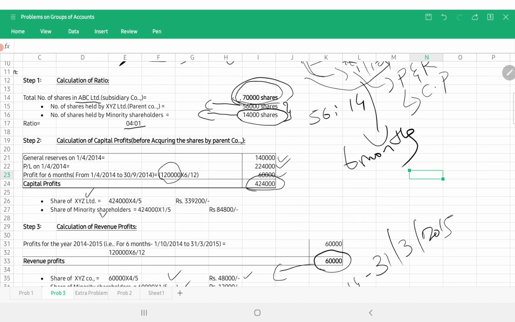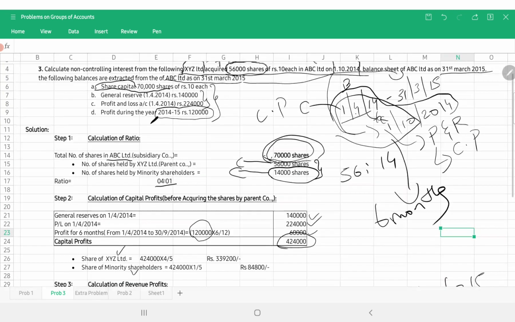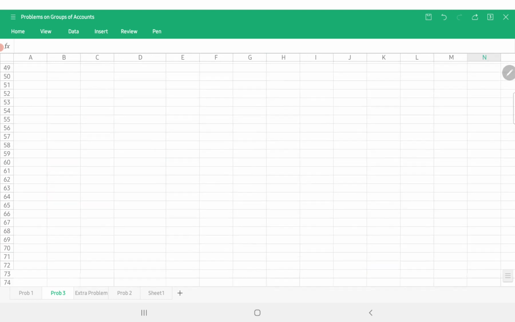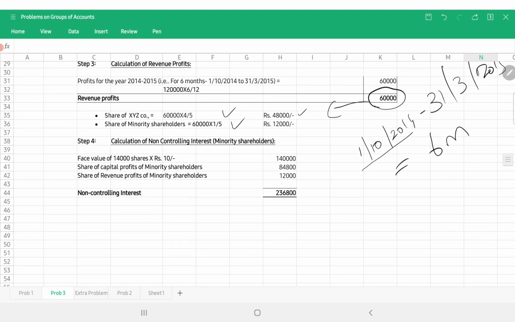How do we find the face value of minority shareholders? 14,000 shares into the face value in rupees, which is 10 rupees each. Multiply that: 14,000 into 10. Don't take only the number of shares; multiply by 10, because each share is issued for 10 rupees. That is what face value is: the number of shares multiplied by the value per share. You get 1,40,000. This is the face value of shares held by the minority shareholders.